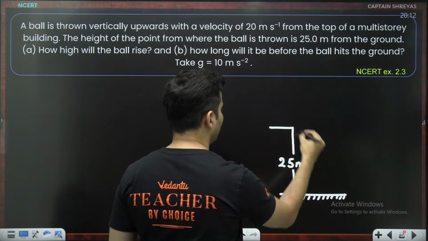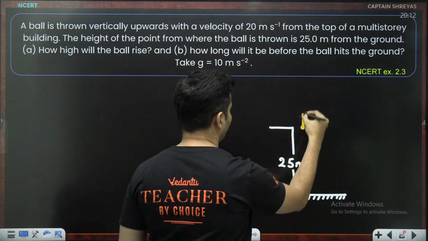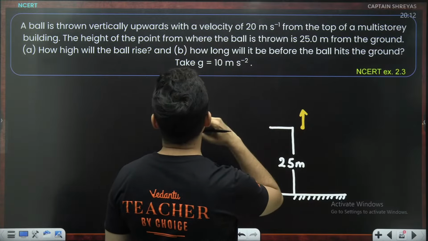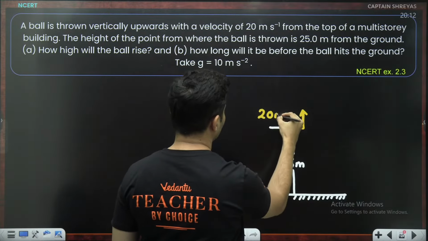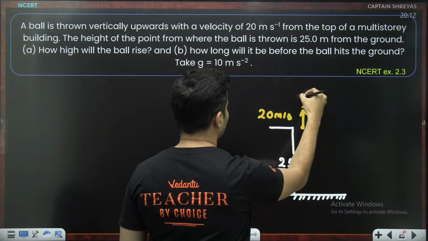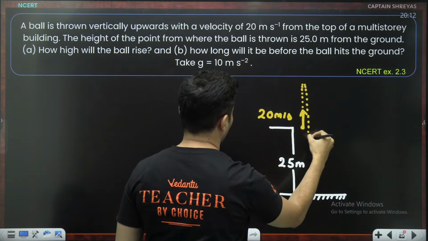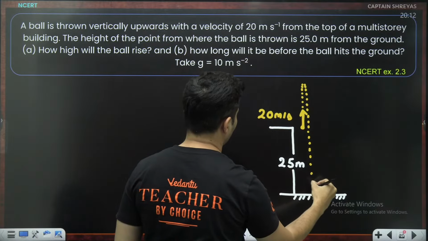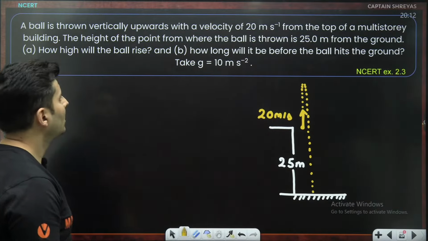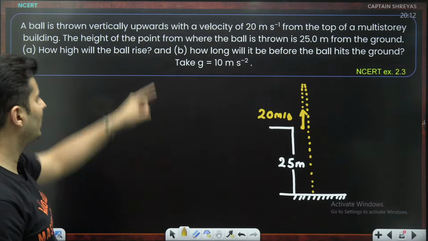And from this point, you are throwing a ball up with what speed? 20 meters per second. So it goes up and then it will come down over here. Okay, like this. So the question is, how high will the ball rise?